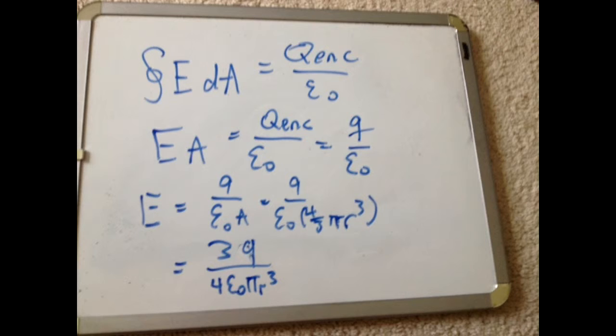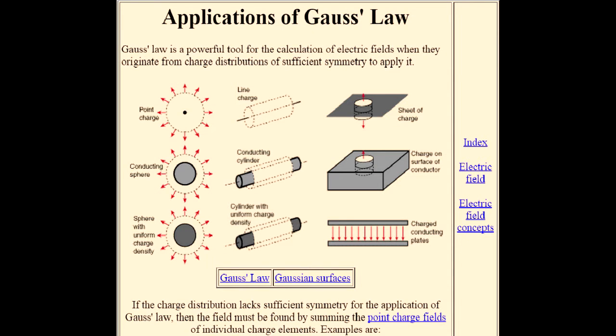That means that EA is equal to Q over epsilon naught, and that gives us a final answer of 3Q over 4 epsilon pi r cubed. This means that the electric field at any point inside the radius less than a is equal to E. So pretty much the only real-life application of Gauss's law in physics lies in using it to calculate the electric fields of a bunch of different shapes and scenarios.